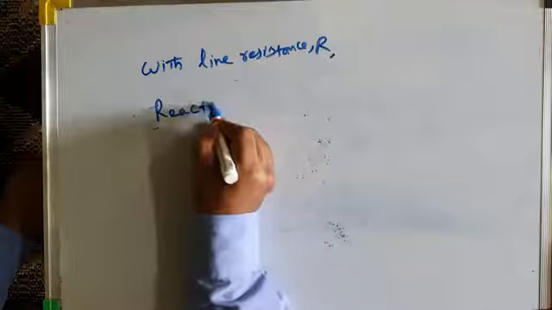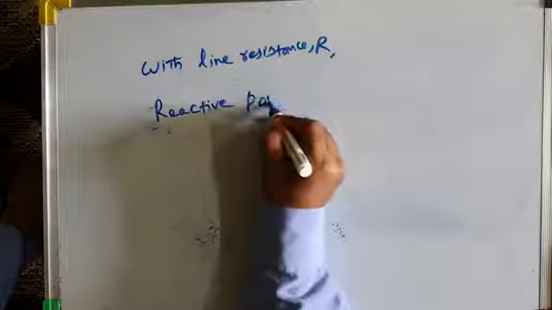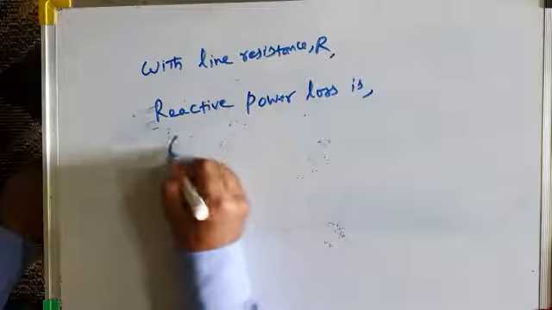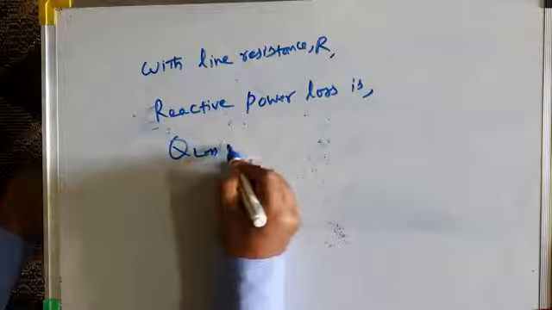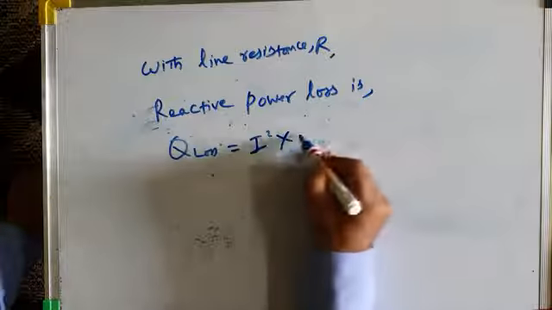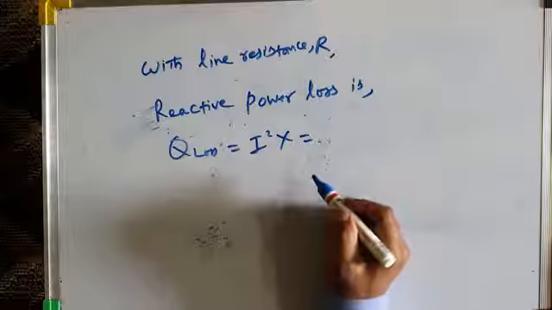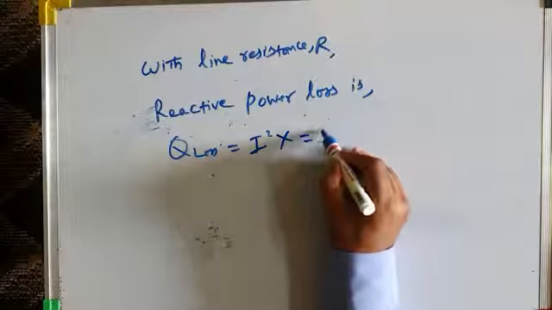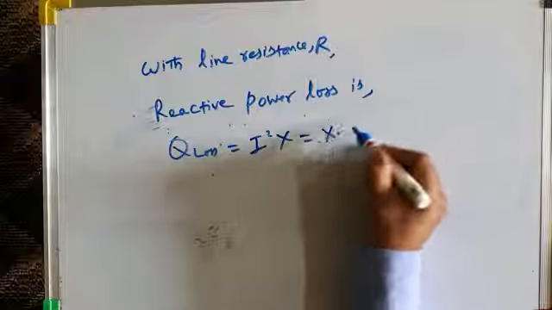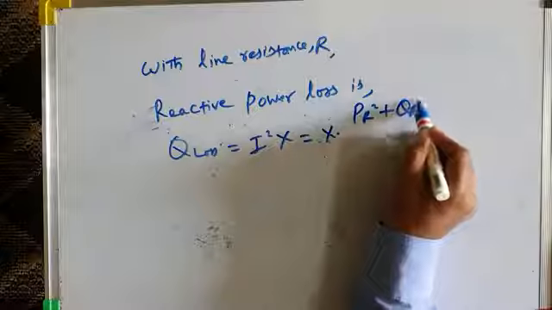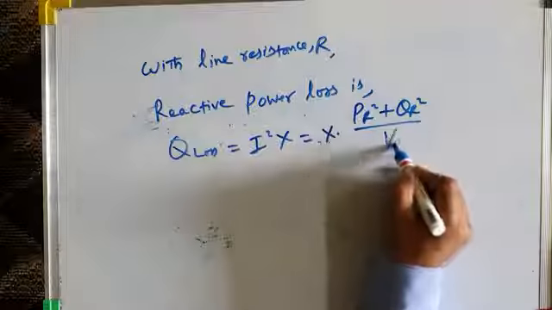the following equation. Reactive power loss Q loss is given by I square X. Same, but in terms of active and reactive powers and line reactances, it is given by X into PR square plus QR square by VR square.